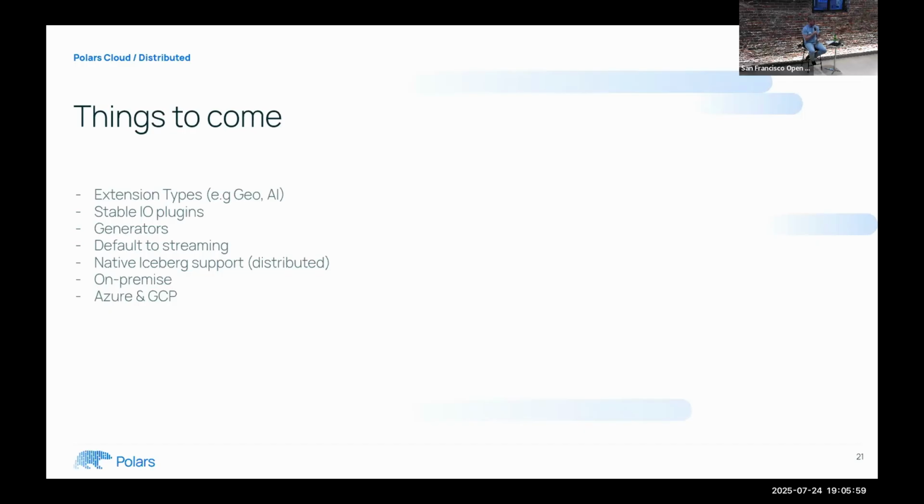We will support generators, so the streaming API can be synced into Python generators. We will default to streaming in our lazy API. That's very soon. We're working really hard on a lot of native Iceberg support. Iceberg is a lot more complicated than we initially thought, but we're very far now, and it will also have full distributed support. And we're working hard on extending Polars Cloud also to on-premise and Azure and GCP. Initially, it's AWS only.